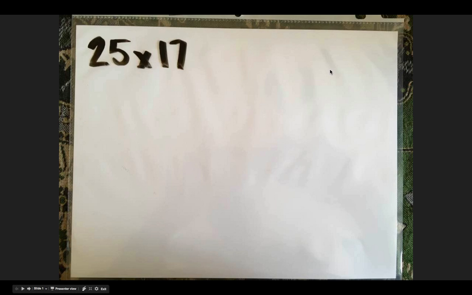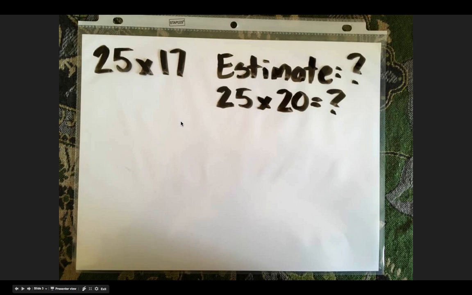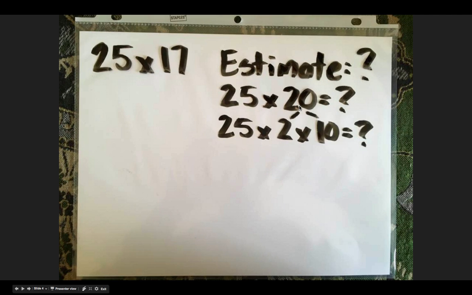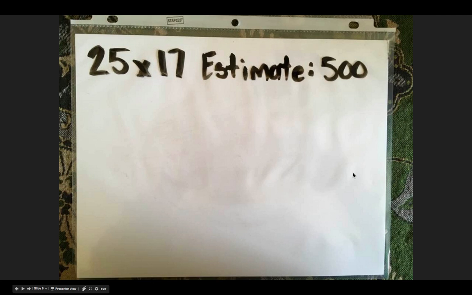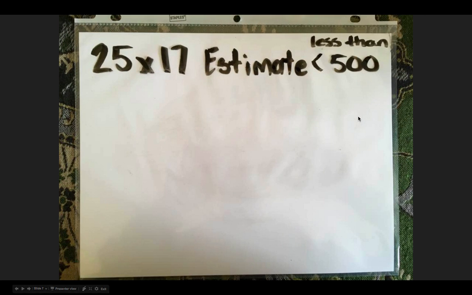My first step is to make an estimate, and since I don't like that 17, I'm going to think 25 times 20. And if I can't do that in my head, I can think that 20 is 2 times 10, and then use my associative property to use the 2 to double 25, which gives me 50 times 10, and that equals 500. So 500 is my estimate, but I know that it's a high estimate because I increased the 17, so my answer will be less than 500.